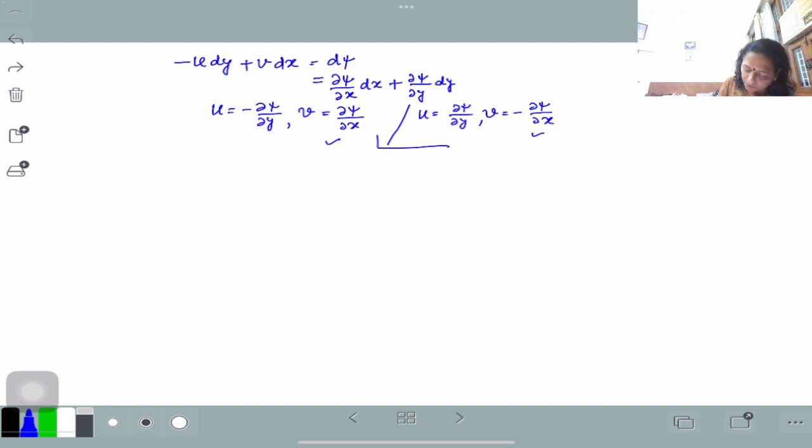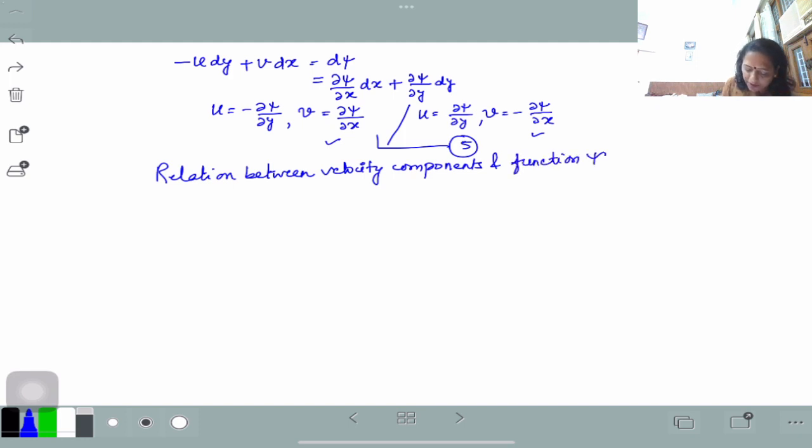And this is 5. 5 is the relation between velocity components and function psi. And the psi function is called the stream function. So in this way, I have introduced a function which is a very helpful function in fluid dynamics for the analysis of the flow problems.